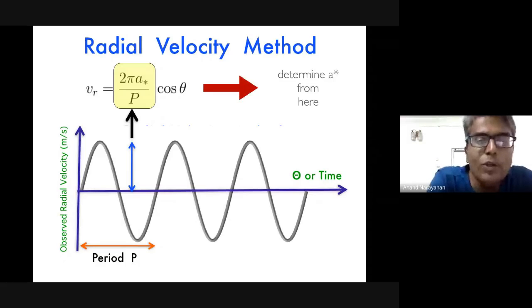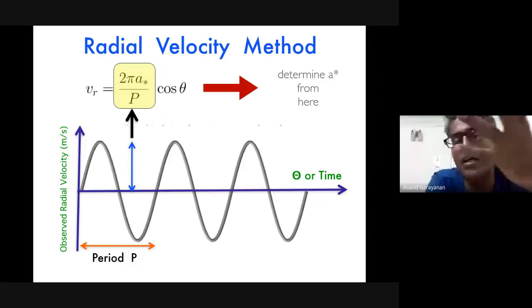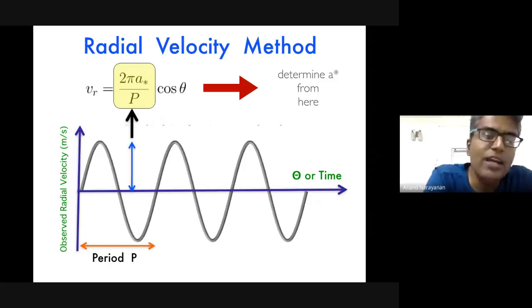But we are interested in knowing more things about the exoplanet. We are not so interested in the star's orbit. We are using the star's orbit as a means to get to the properties of the planet. So let's see how we can do that.